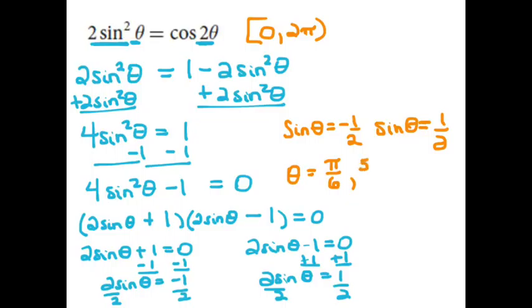So my second quadrant angle would be 5 pi over 6, where sine theta is also positive 1/2. And then we move on to quadrants 3 and 4, where sine theta is negative 1/2. That happens at 7 pi over 6 and at 11 pi over 6. And so that's the final example for this video.